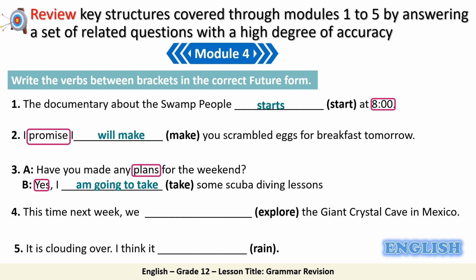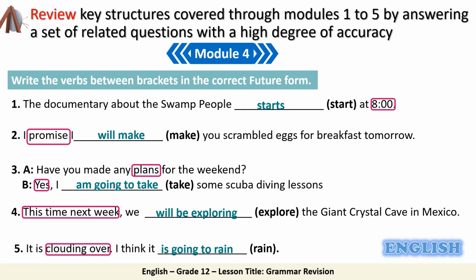Then for our sentence number 4, because there is an indication that an action will be in progress at a specific time, the correct answer here is will be exploring. After that, number 5, and the correct answer is going to rain because we are referring to a prediction based on present evidence. The present evidence here is clouding over.